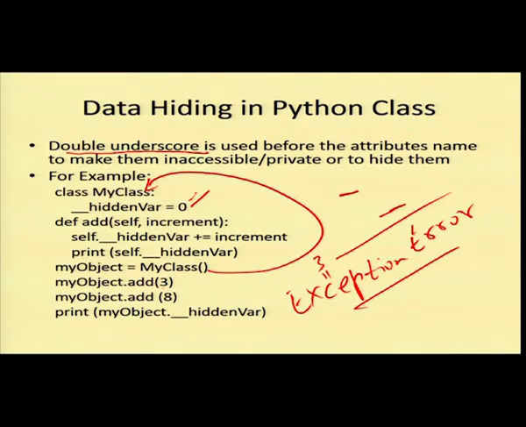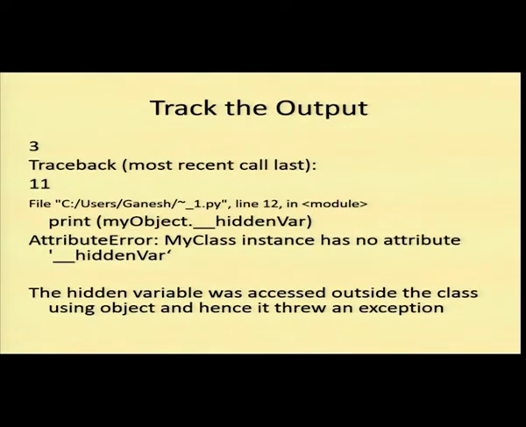Here, I was able to print this 3 and the 11 from this particular print function, but I cannot print this line. That is the specialty of data hiding. When you try to execute, you get a traceback error stating attribute error. Attribute error will be an exception.